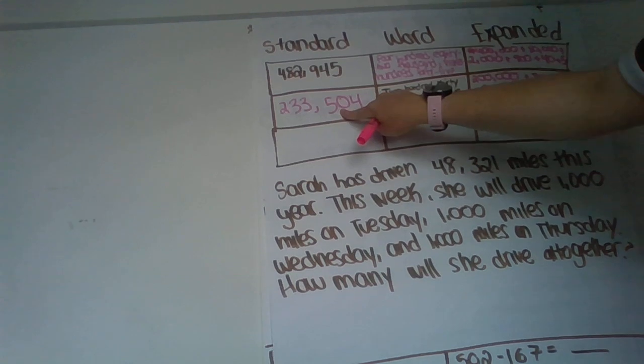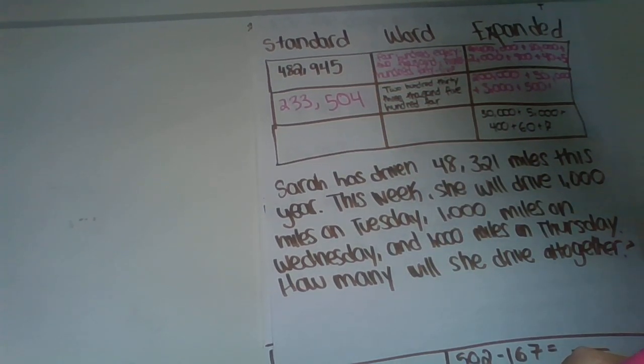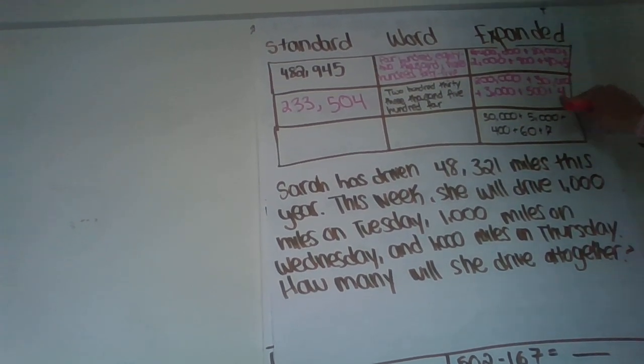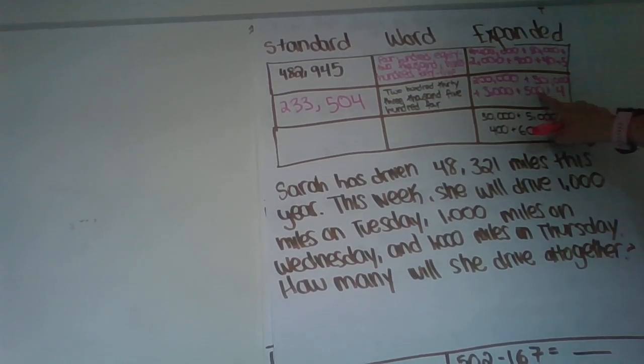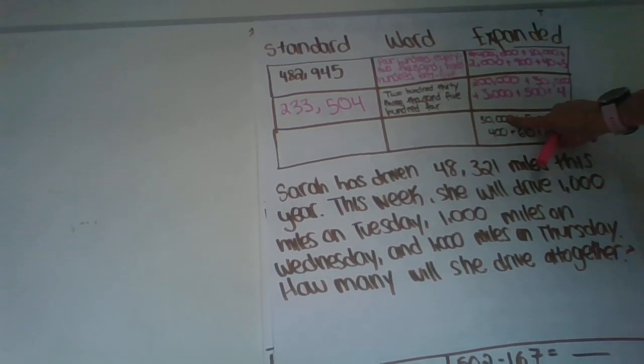Now I see a 0 in the tens place. I'm going to add a 0 because I know if I add 0 to anything, it is just the same. There's nothing in the tens place, so I don't add anything. I'm going to add a 4 because the 4 was in the ones place.